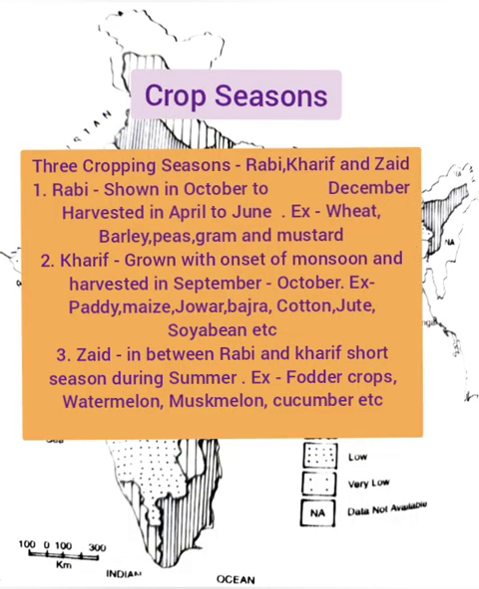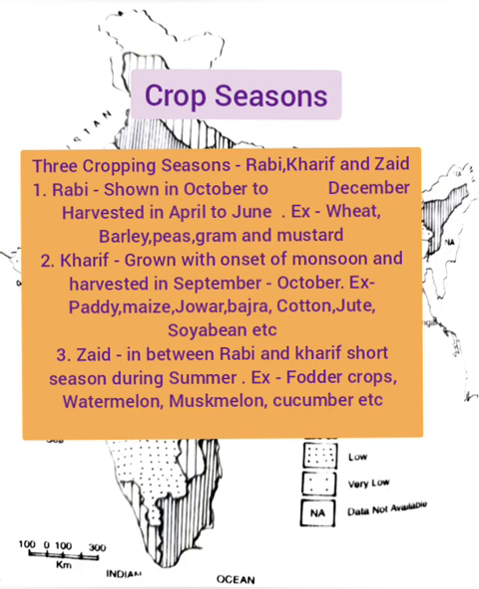Next, crop seasons. India has three cropping seasons: Rabi, Kharif, Zaid. Rabi, sown in October to December, harvested in April to June. Examples: wheat, barley, peas, gram and mustard.